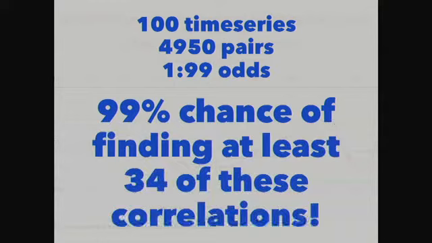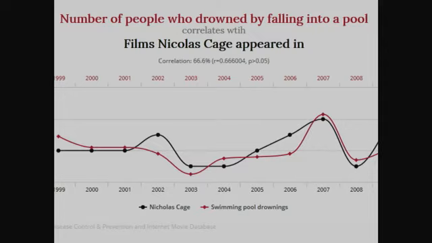Well, if you apply some statistics to this, and for the statistics nerd, what you would do is apply the inverse survival function of the binomial distribution to this. And then what you get is that there's a 99% chance of actually finding 34 of these correlations like we just saw amongst those 4,950 potential correlations. So it's almost a given that you're going to find something like this. It's almost a given.